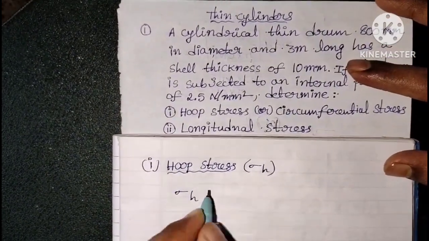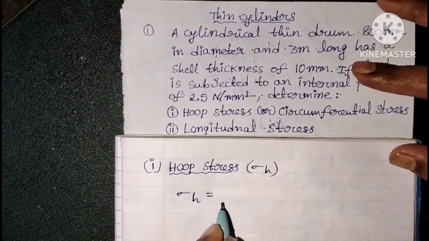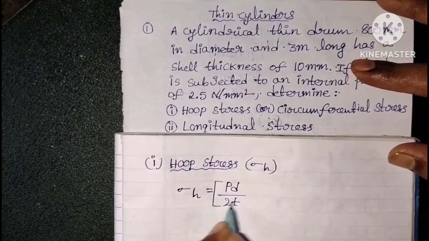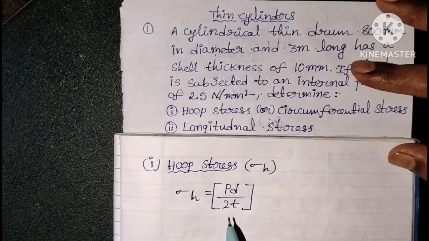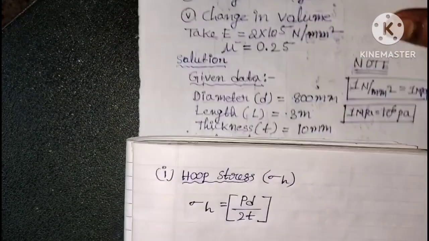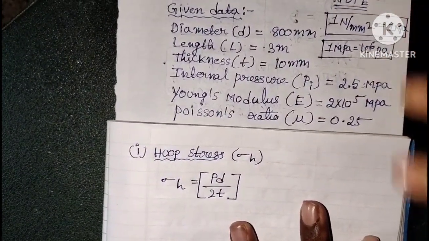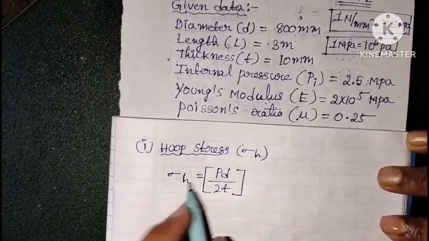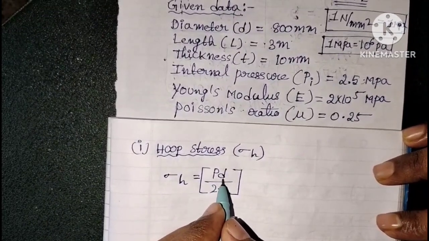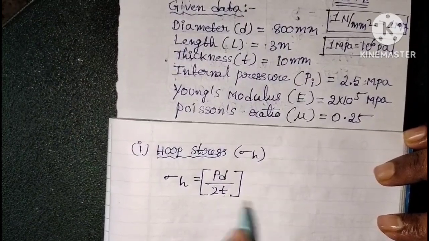So sigma h is equal to, in case of thin cylinders, hoop stress or circumferential stress is given by PD by 2T. So hoop stress formula PD by 2T. So we need given data first of all. Here P is internal pressure, D is diameter of the cylinder, and T is thickness of the cylinder.